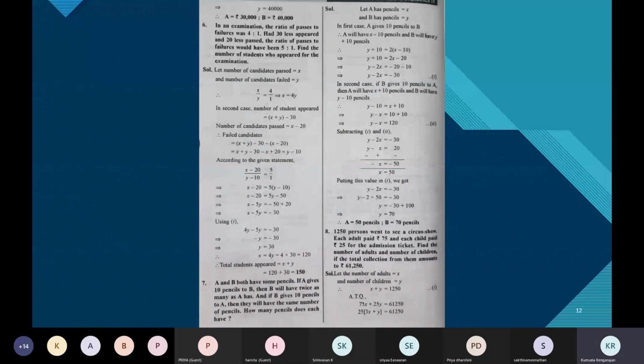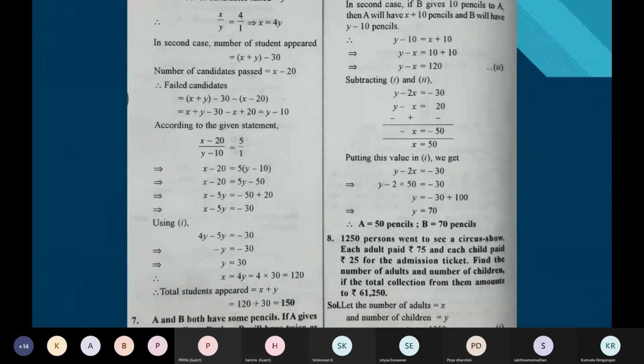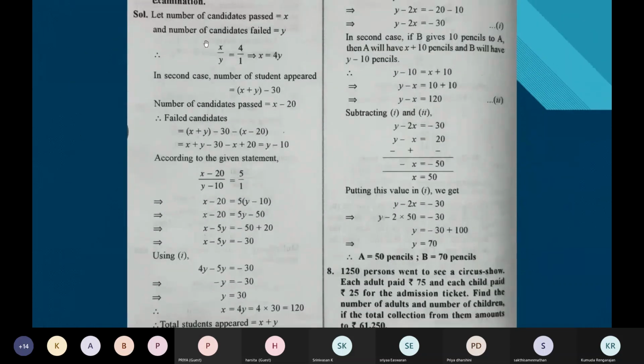So you can see it here. Passed X, failed Y. Ratio is 4:1. Cross multiply, you get this. In the second case, X plus Y appeared, 30 less appeared, so minus 30. And 20 less passed. Actually, X passed, 20 less passed, meaning X minus 20.